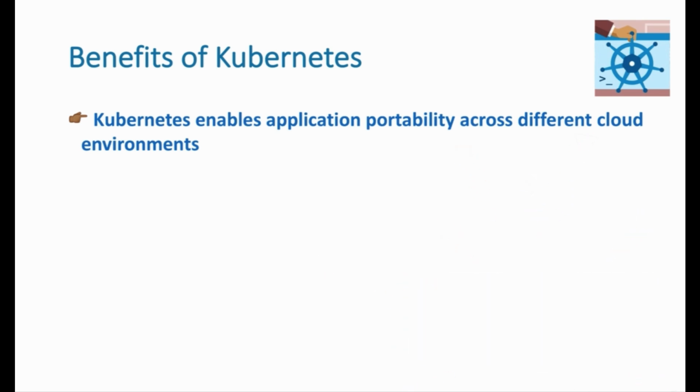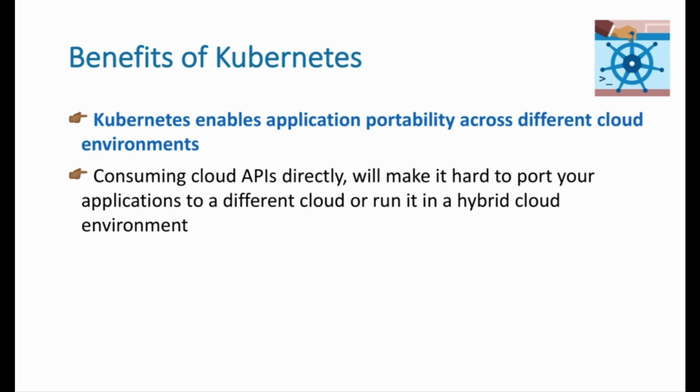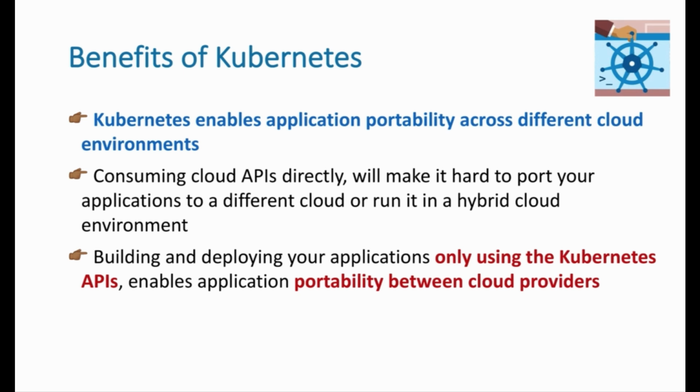The second benefit is that Kubernetes enables application portability across different cloud environments. If you consume cloud APIs directly in your applications, for example, if you write code to talk directly to the AWS APIs, Google APIs, or the Azure APIs, you will end up using several features that are specific to the cloud provider within your application. As a result, it would be hard to port your application to a different cloud provider or run it in a hybrid cloud environment. By consuming the cloud provider APIs directly, your application has become tightly coupled to the underlying cloud provider.